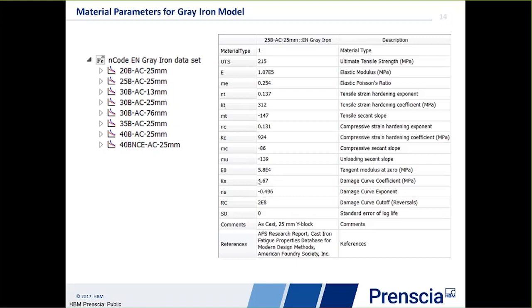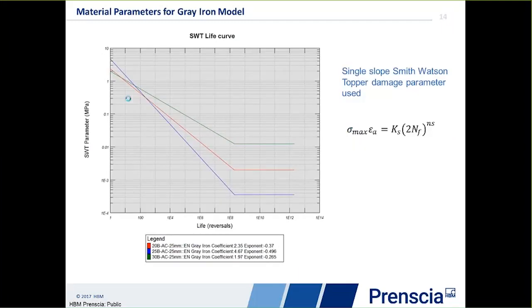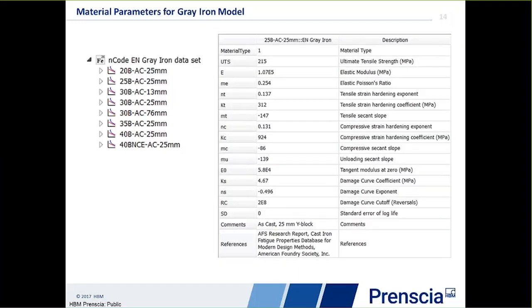On the left-hand side is a listing of the nCode database of gray cast irons that we have available that are inputs to the Downing model, and these actually came from the American Foundry Society. They provided us with the Downing model parameters for these various gray irons. And as I had mentioned earlier, the gray iron is typically characterized by a tensile strength in terms of KSI. So 20, 25, 30 basically represent the tensile strength in KSI, as well as a specimen size.